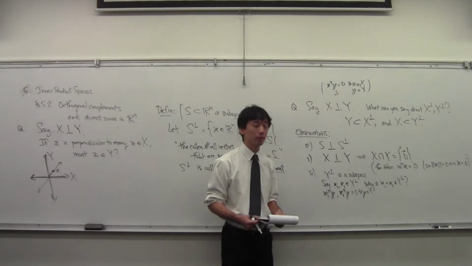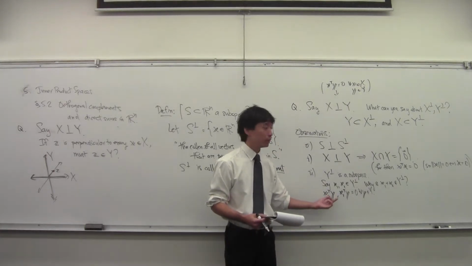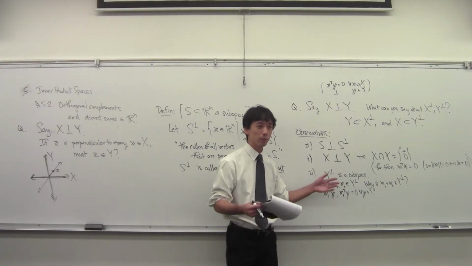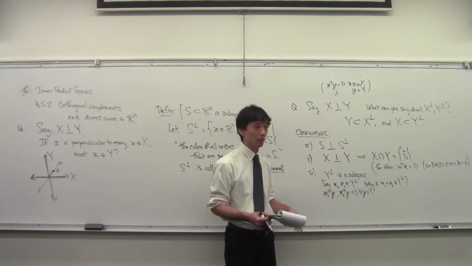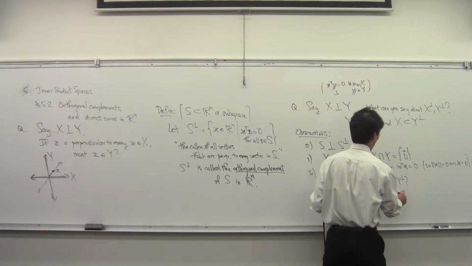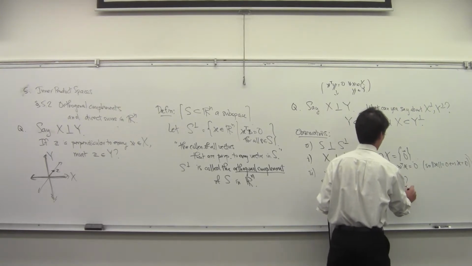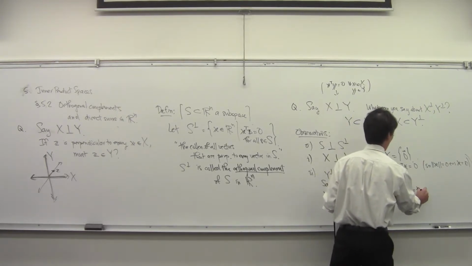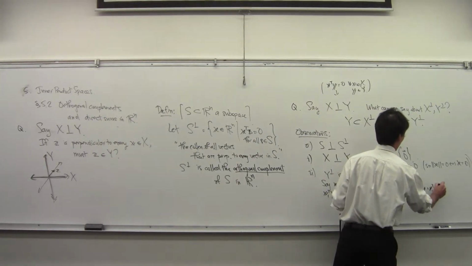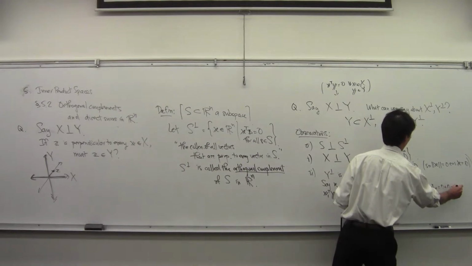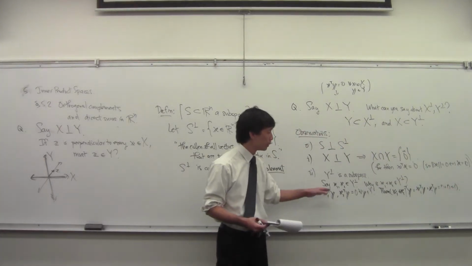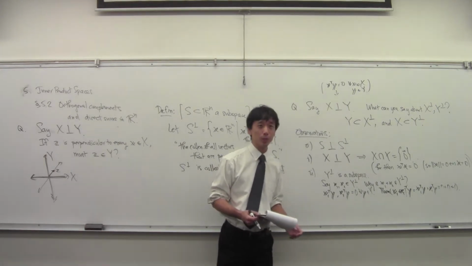Right? And you want to show that x1 plus x2 transpose y is 0 also. But that's clear, right? Because x1 plus x2 transpose y is just x1 transpose y plus x2 transpose y. So that's 0 plus 0, which is of course 0. And similarly for the closure under scalar multiplication.